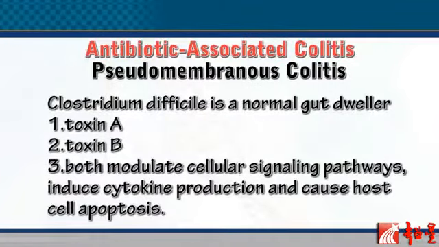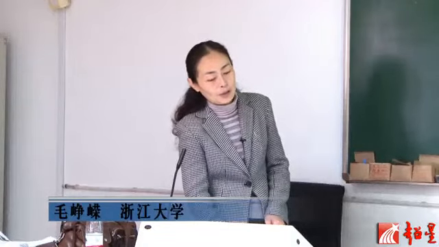And the third is antibiotic associated colitis, this pseudomembranous colitis. So these are the normal bacteria which live in the gut, and the antibiotic therapy will destroy this kind of bacteria. So the bacteria are imbalanced in the lumen of the intestine. Then we can find this antibiotic associated colitis. And usually the character is pseudomembrane formation.